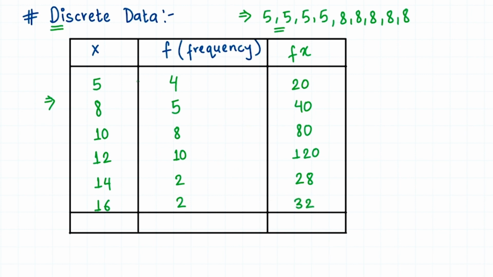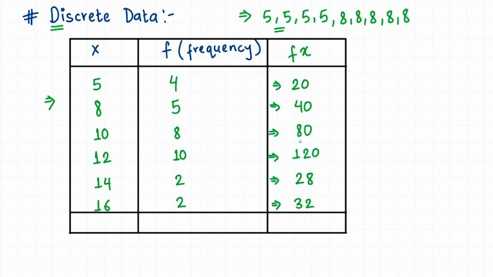So what we are doing here is we are multiplying this x with our f, okay? So 5 times 4, 8 times 5. And by doing this, it became easier to add all these numbers, okay? So we don't have to add all these 5 plus 5 plus 5 plus 5 plus 8 plus 8 like that, okay? We have already added all the 5s and we got 20. We have already added all the 8s and we got 40. Okay, we have already added all the 10s and we got 80. So like that, we got all these data.